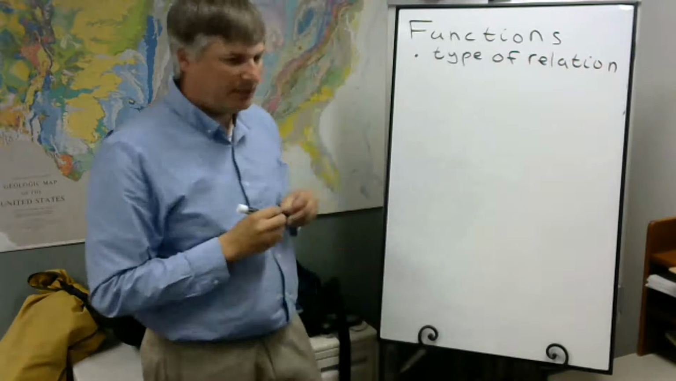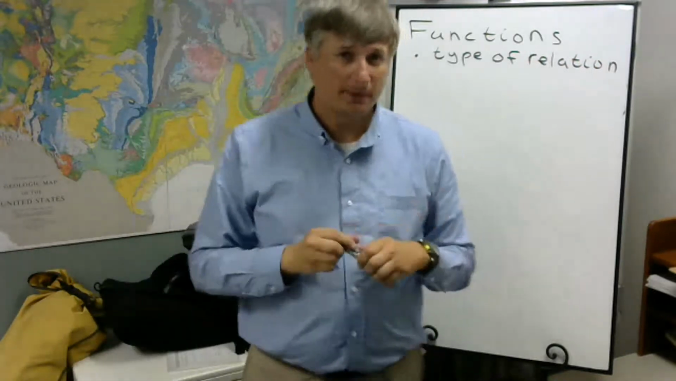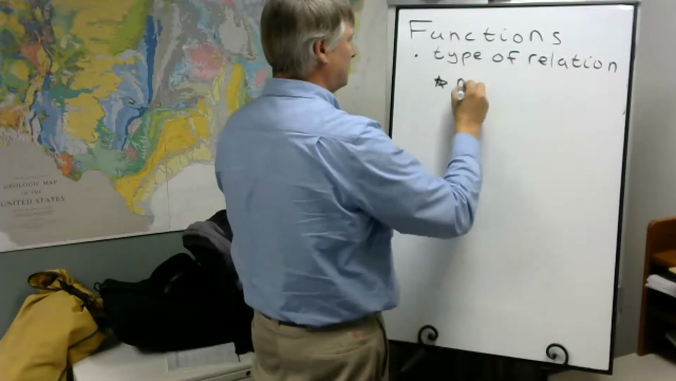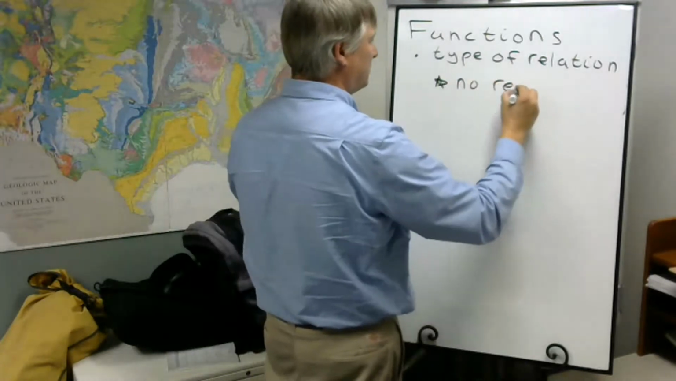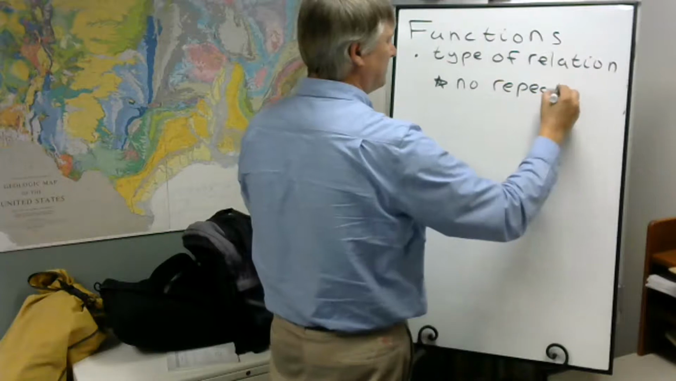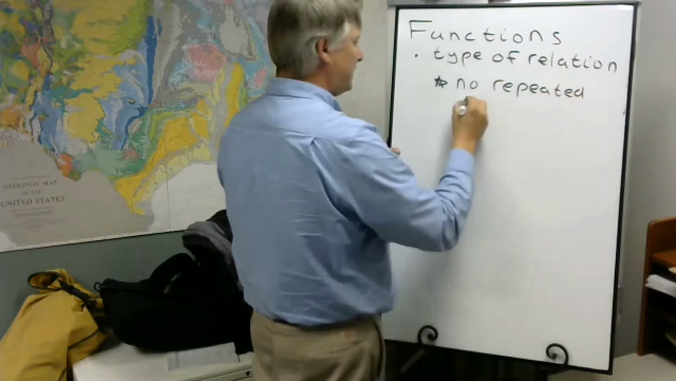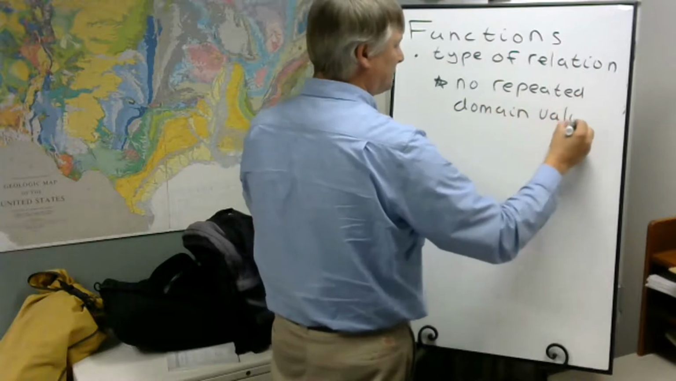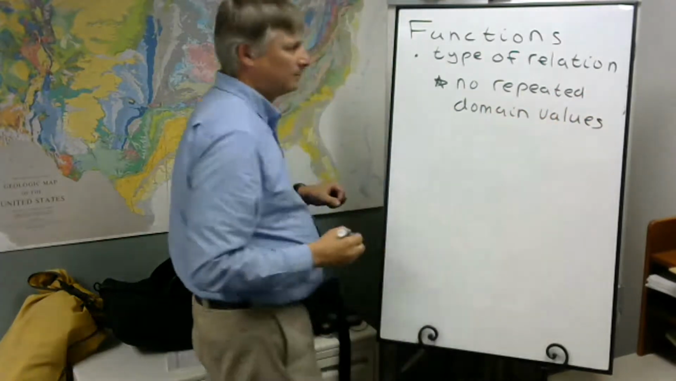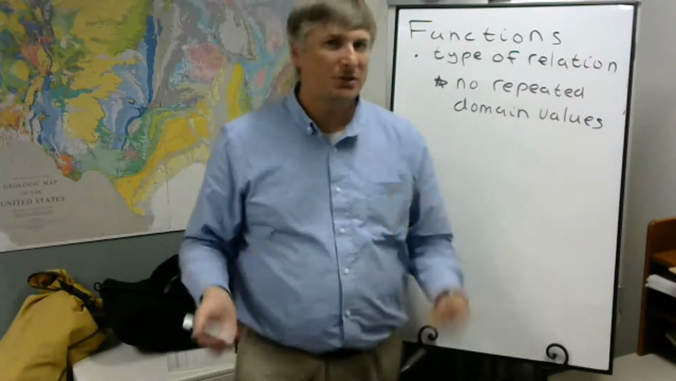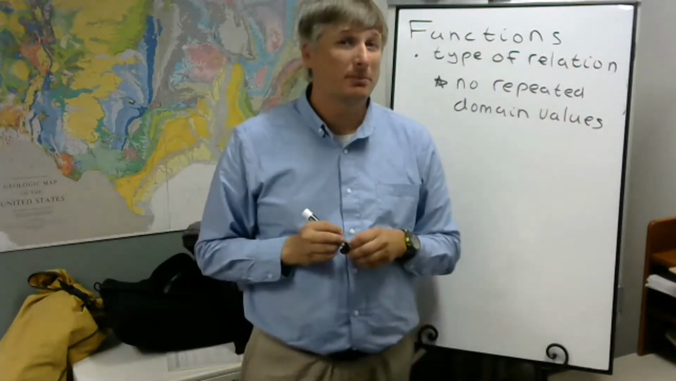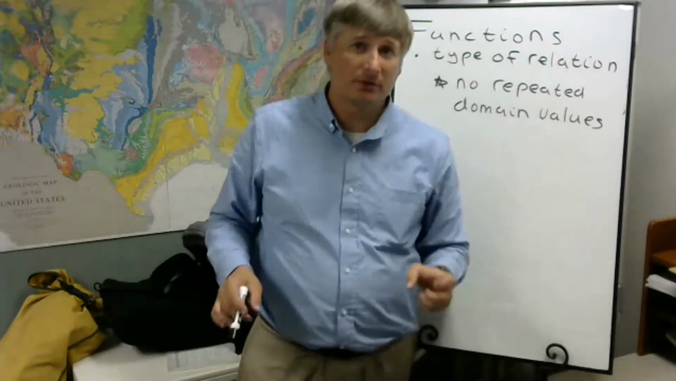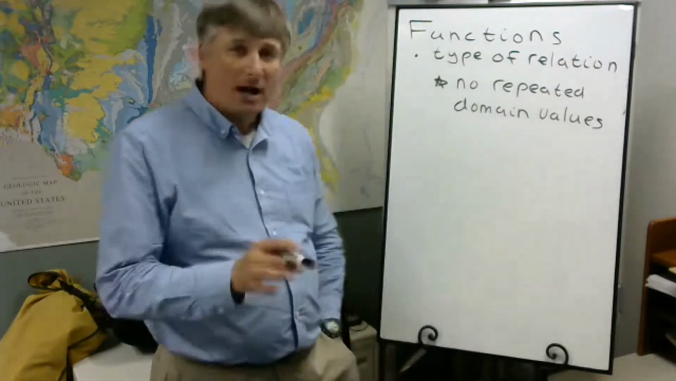And they're a type of relation with a special property, and it's this: no repeated domain values. It's a relation where no domain values are repeated. Now, it is okay to repeat range values. That's perfectly fine. But not domain.